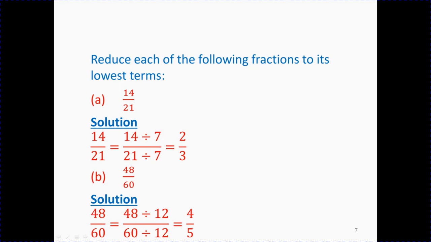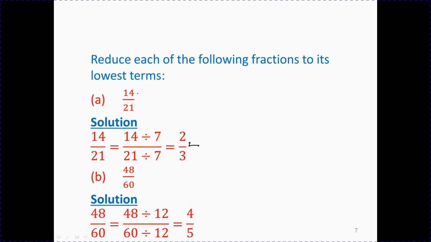Now, we want to simplify or reduce each of the following fractions to its lowest term. Let's say 14 over 21. How can I reduce or simplify? Well, I know that 7 is a common factor between 14 and 21. So I can divide both 14 and 21 by 7. So 14 divided by 7 is 2, and 21 divided by 7 is 3. So the simplification of 14 over 21 is 2 over 3.